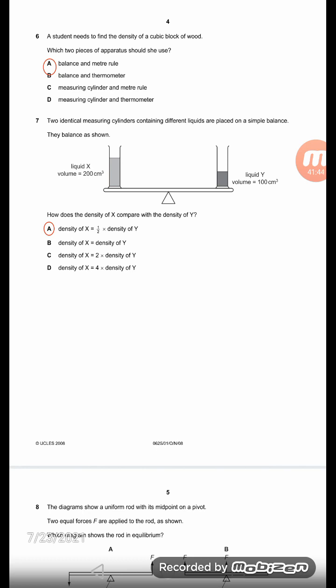This also do by yourself, they are in balance. So everything should be balanced here, density should be balanced on both sides.